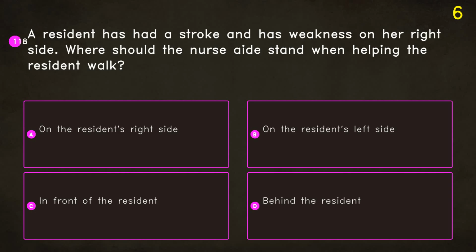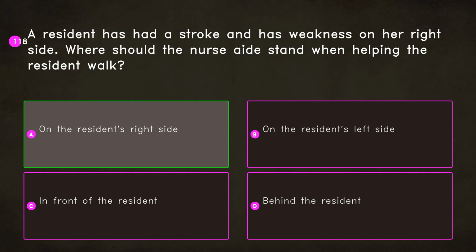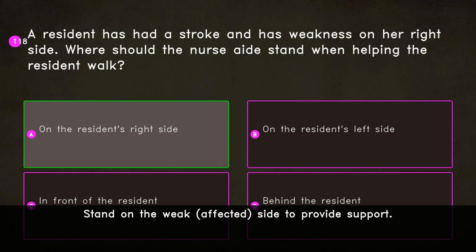A. On the resident's right side. B. On the resident's left side. C. In front of the resident. D. Behind the resident. The correct answer is on the resident's right side. Stand on the weak, affected side to provide support.